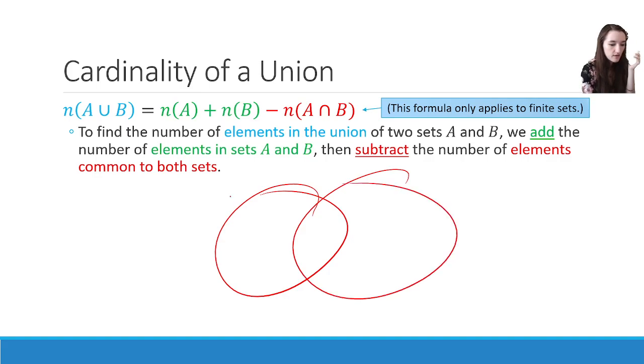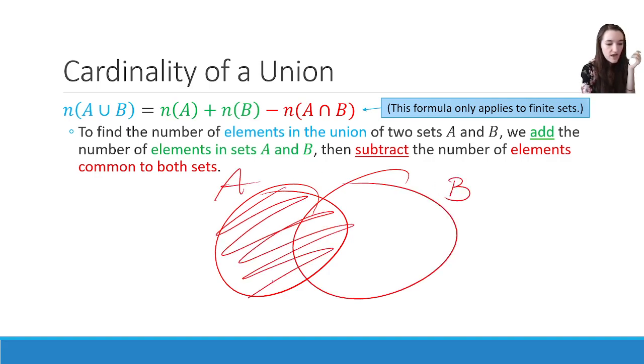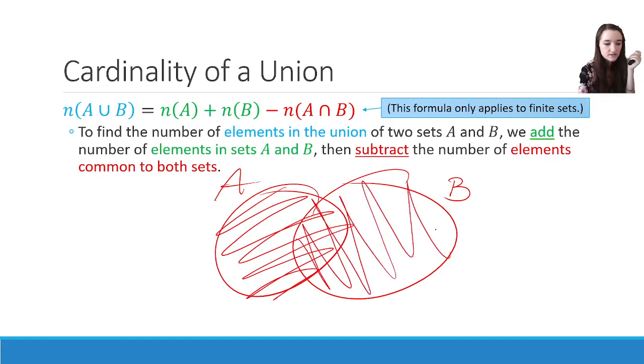So if this is A and this is B, then the cardinality of A counts all of that. Cardinality of B counts all of that. So I have to subtract this one off one time because I've counted it twice.